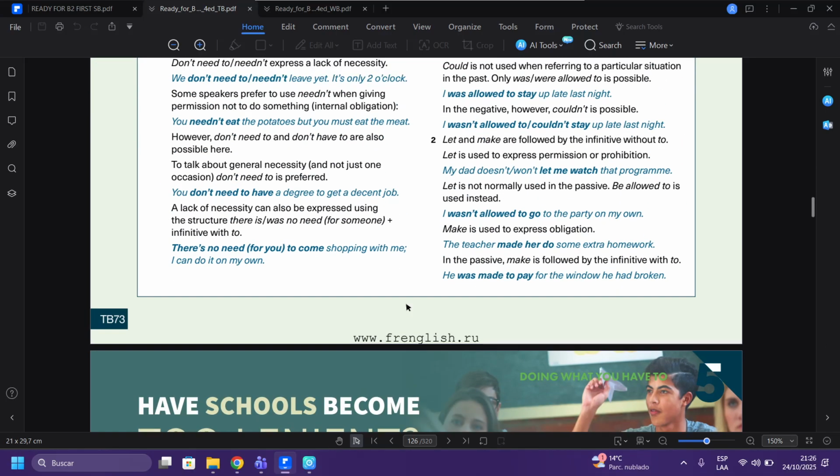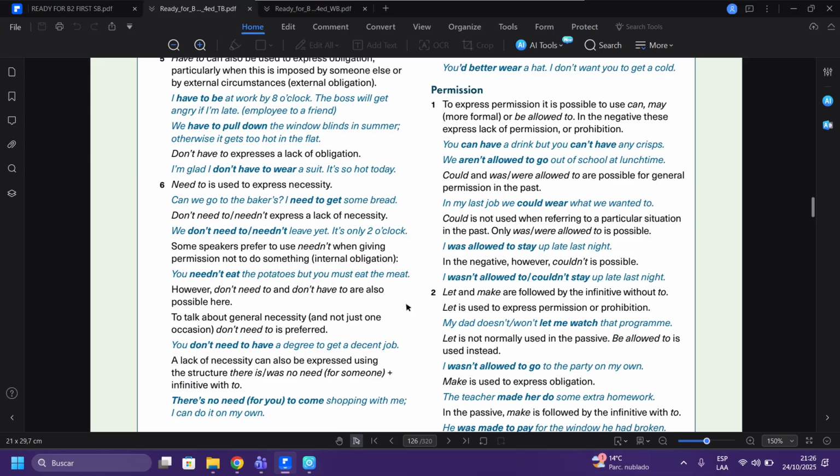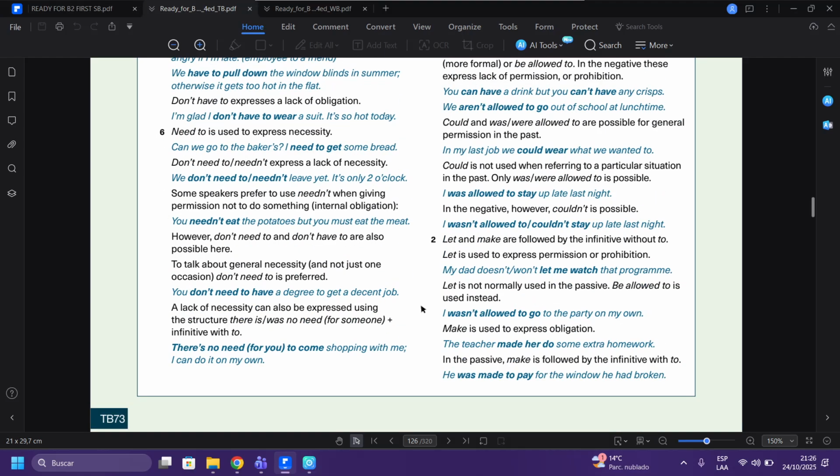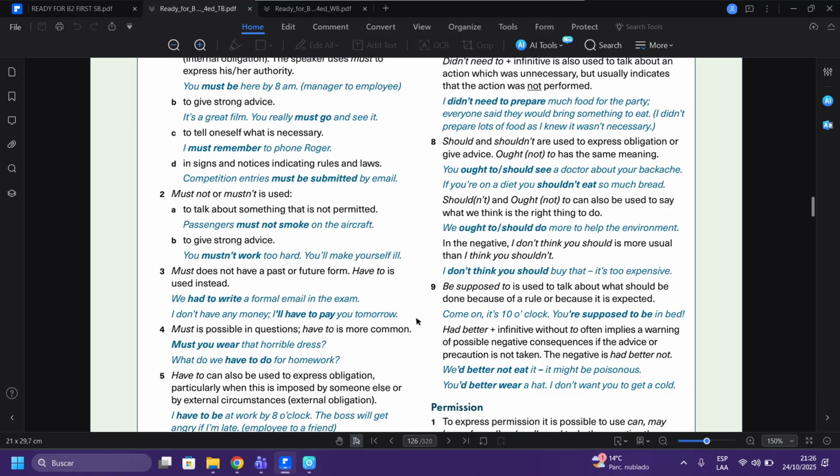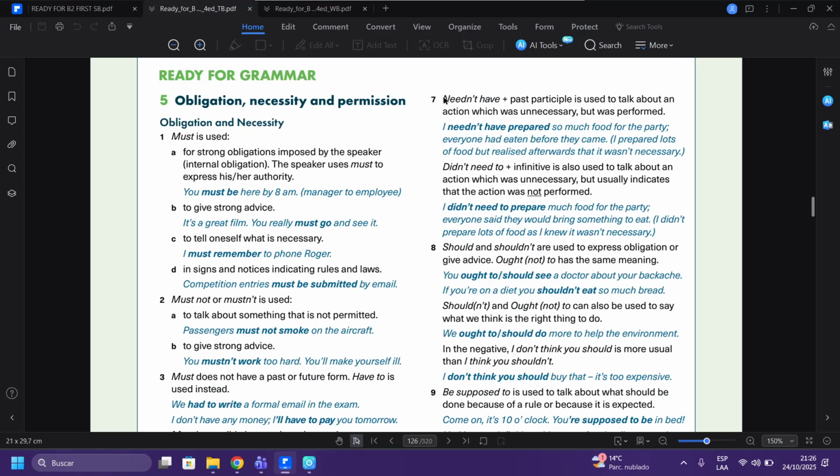Is everything clear? Or is there something that you didn't get at all? Yes, you have to review all of this. But the most common situation is that must is for a very strong obligation. Then we have ought to and should, that are just to give advice in most of the cases. Alright? Remember, didn't have to is when something wasn't necessary, but you did it. That is the difference. Those are the most common.